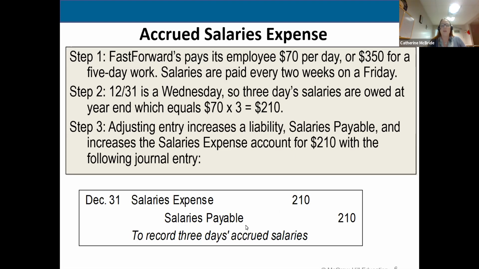So what we've done with this journal entry is, if you look on the income statement, we've increased salary expense $210. And if you look on the balance sheet, we've increased the liability, salaries payable, $210.